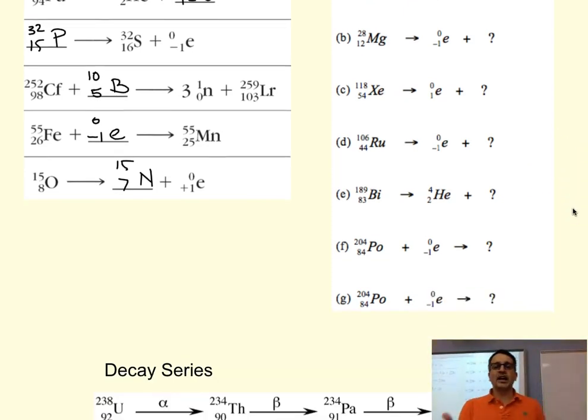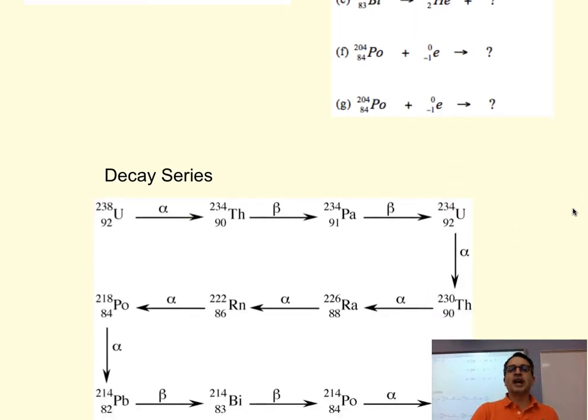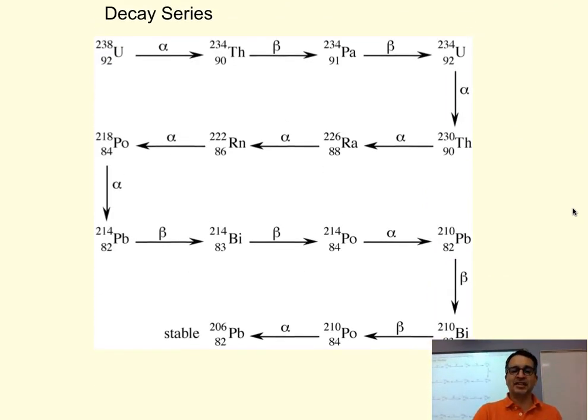And we can continue. Now, if you have multiple events taking place, we sometimes write what is called a decay series. Here you can see how uranium-232, by emitting an alpha, becomes thorium-234, emitting a beta becomes protactinium-234, emits another beta, it becomes uranium-234, which emits an alpha.